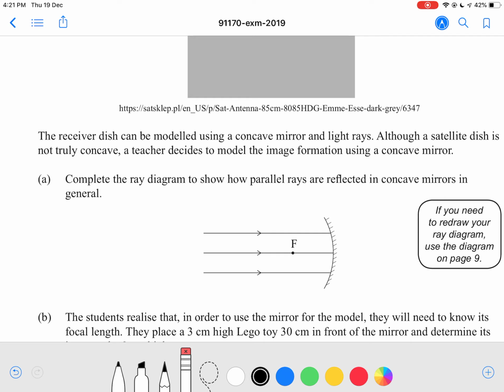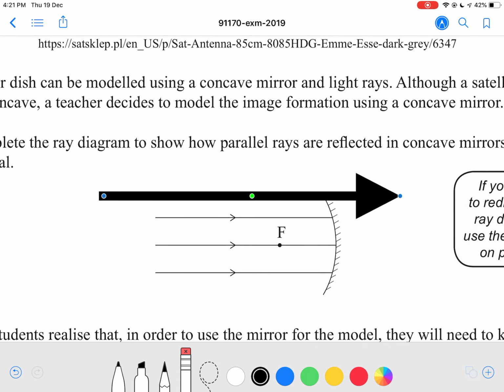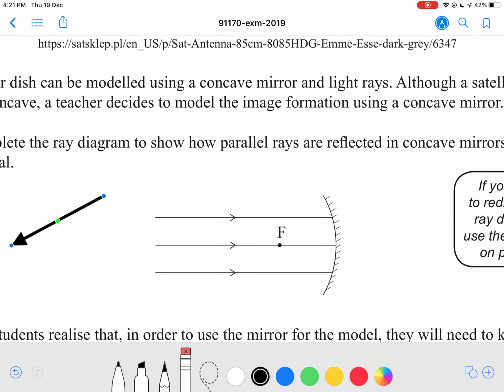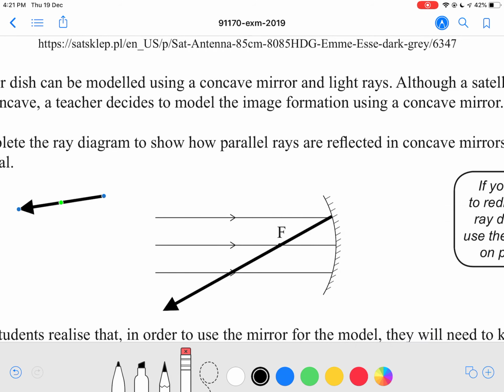So as seen in the diagram, the rays are traveling parallel to the principal axis, which means that the rays will reflect back through the focal point. So each of these three waves are all parallel to the principal axis, which means they're all going to reflect back through the focal point. Starting with the uppermost ray, it is going to hit the mirror and reflect right through the focal point, just like that. The second ray is also going to reflect back through the focal point. Should look something like this.